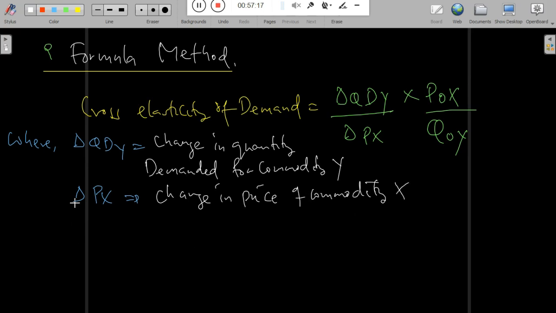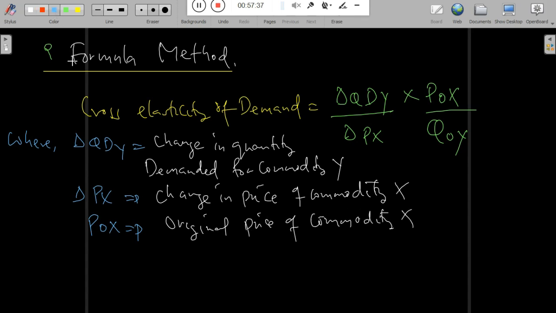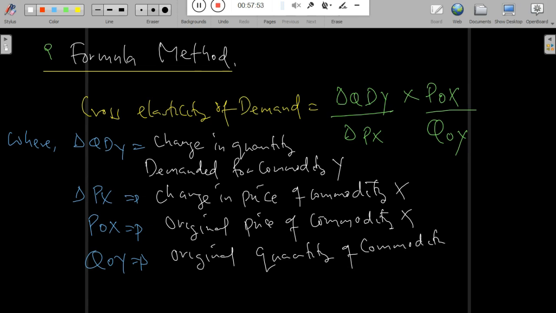The change of QDY is the change in quantity demanded for commodity Y. The change of PX means the change in price of commodity X. And the QOY represents the original or base year quantity of commodity Y.